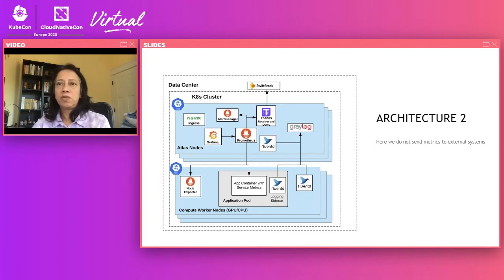Here is a variation of the architecture we set up for another cluster. The only change here is that we do not need to send metrics to external systems. So we were able to replace InfluxDB with Graylog for logs. This has scaled better for us, for our loads. We also introduced the Thanos receiver to give us better data durability. As you can see, we were able to adapt our architecture for a slightly different set of requirements.